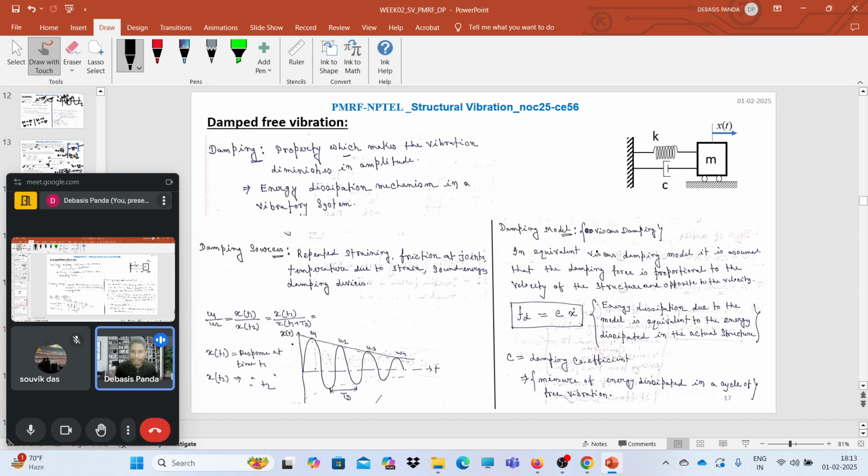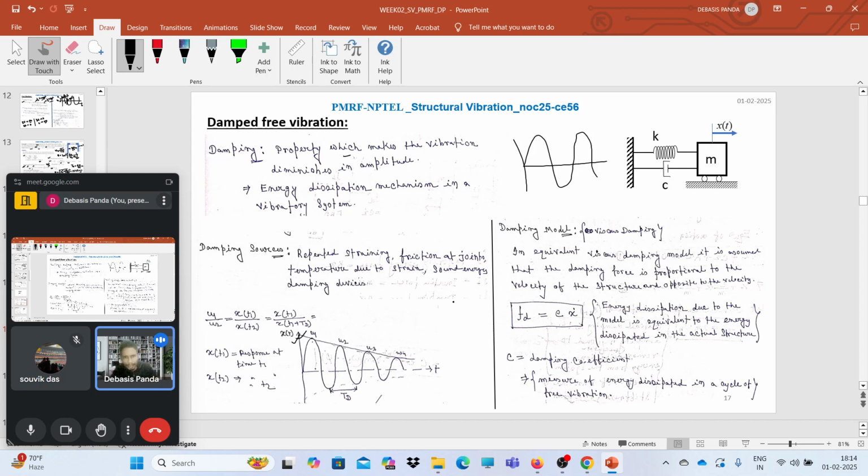Here for this system we have provided some initial velocity and left it to vibrate. If it is an undamped case, the amplitude will be the same in each cycle. But here we can see the amplitude of the vibration is reduced over time, and this phenomenon occurs due to damping. So what is damping? Damping is a property which makes the vibration diminish its amplitude.